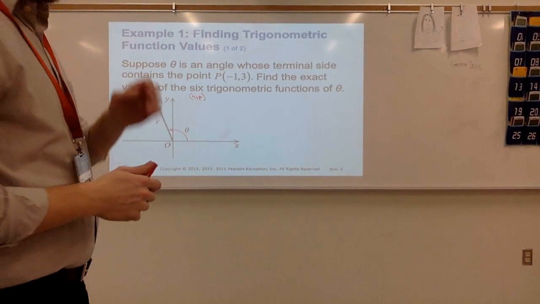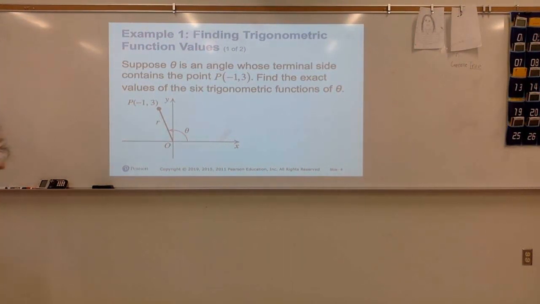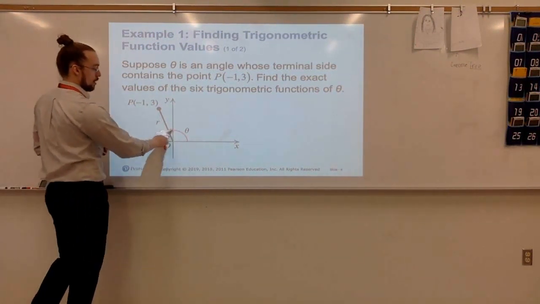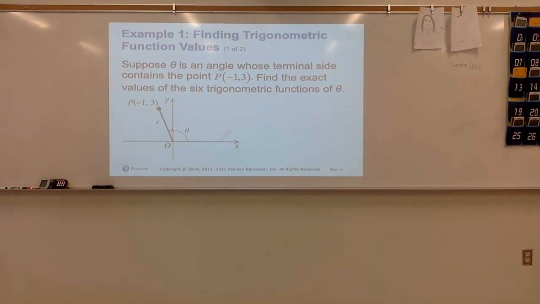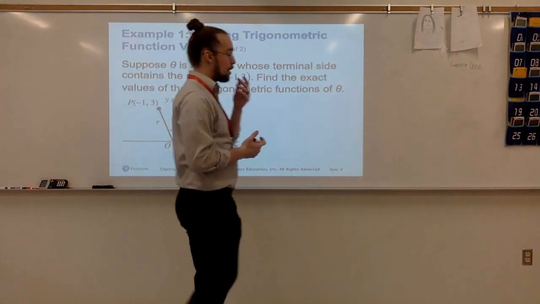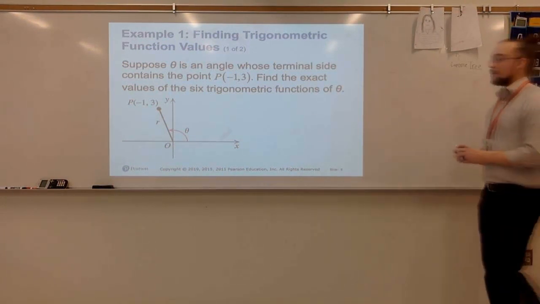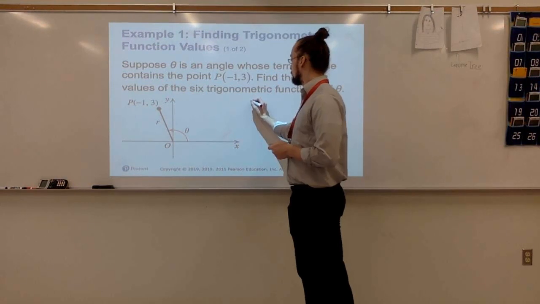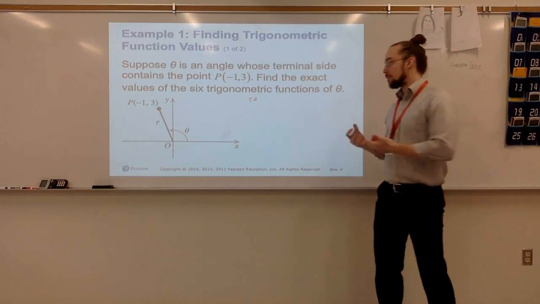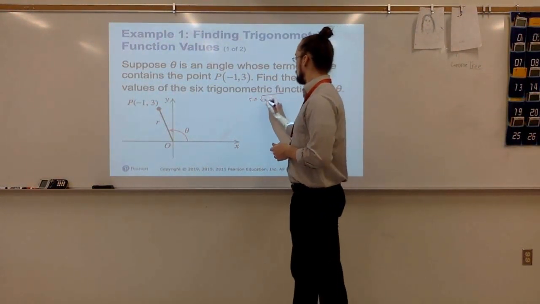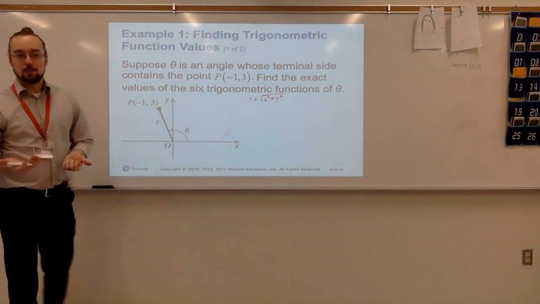All right, so let's suppose we have this angle theta whose terminal side has the point -1,3 on it. From those definitions that we just talked about, we want to find the exact values of the 6 trigonometric functions of theta. To use most of these, we have to talk about r. And r is just the square root of x squared plus y squared. That comes from the Pythagorean theorem.